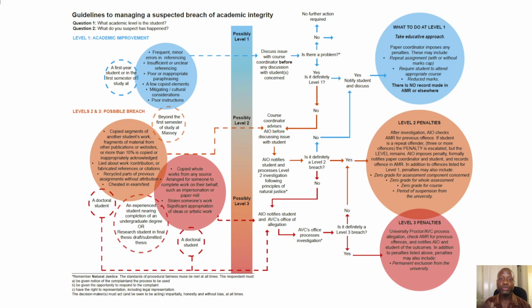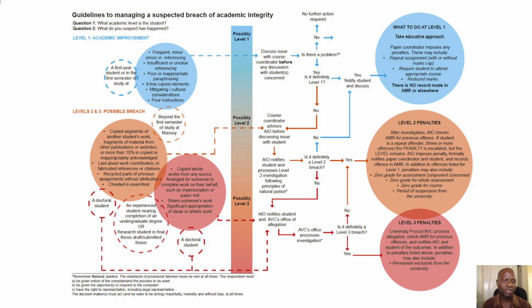And normally, to do this effectively, you must have done a lot of literature. The diagram you see here is the guideline for managing a suspected breach of academic integrity at Massey University, which is a university I once worked with. They look at various levels: levels 1, 2, 3.